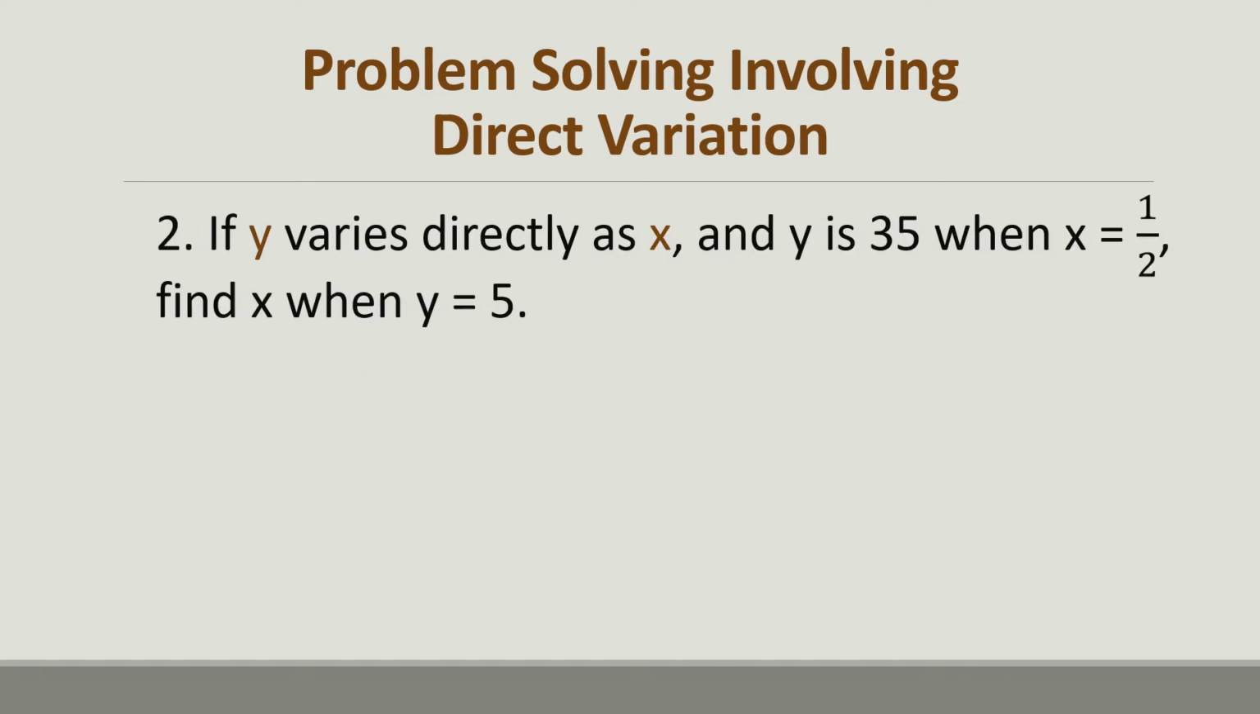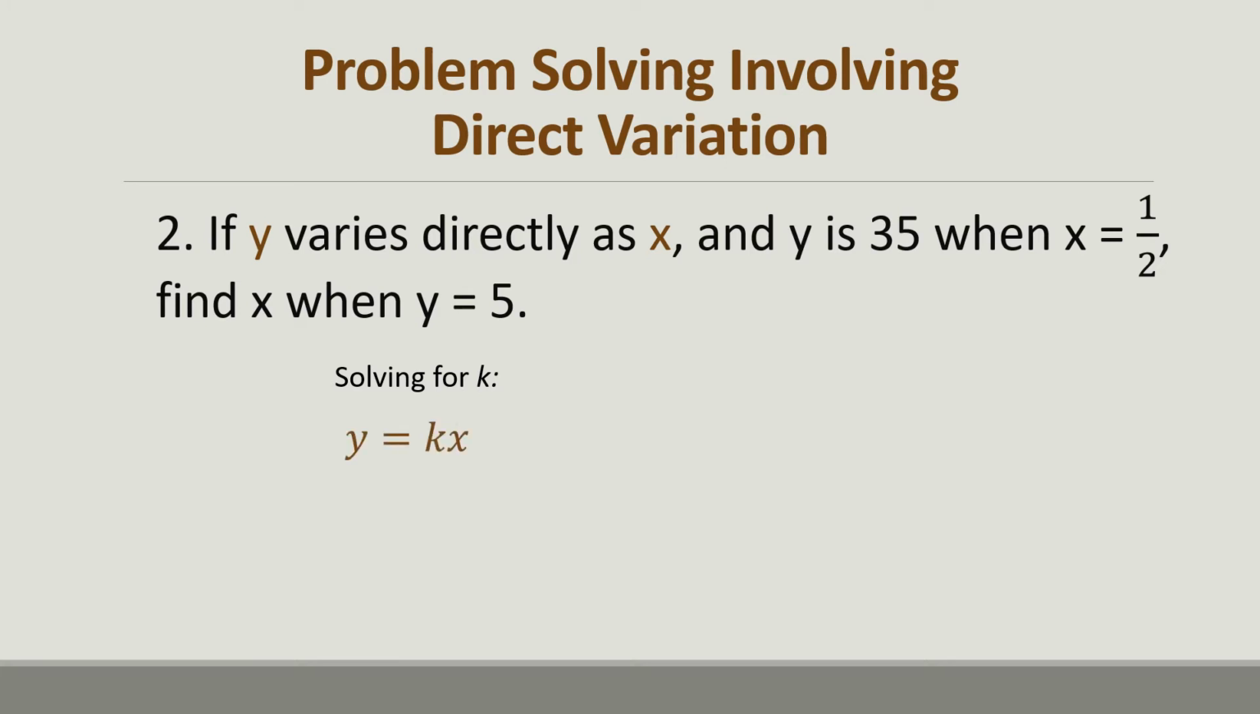Okay, now let's proceed to the second example. If y varies directly as x and y is 35 when x is 1/2, find x when y is equal to 5. So again, class, the first thing that you need to do is to identify what variables are used in the problem. Now in this case, we have y and x again, and after doing that, we have to solve for k, since k is not given in the problem.